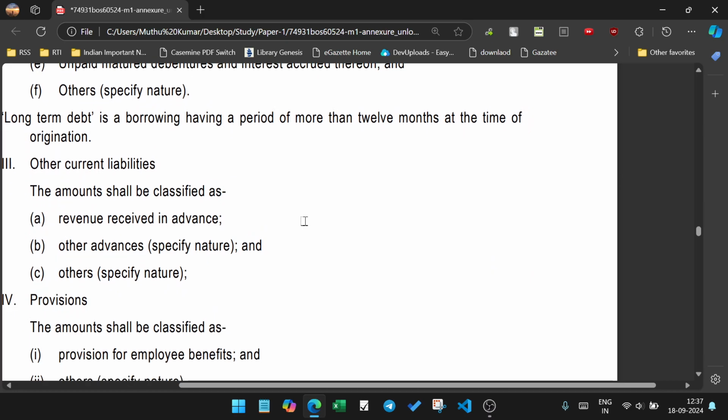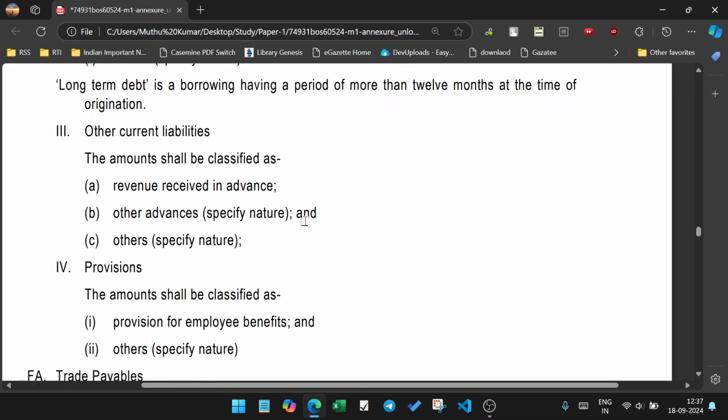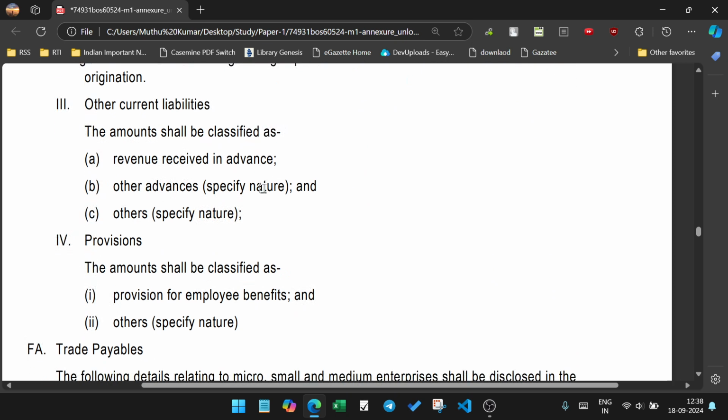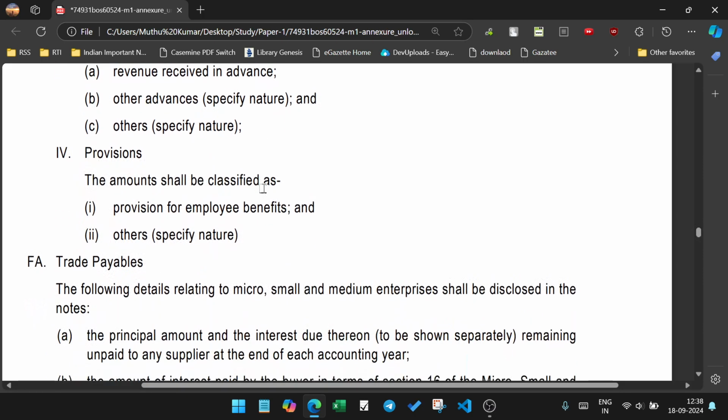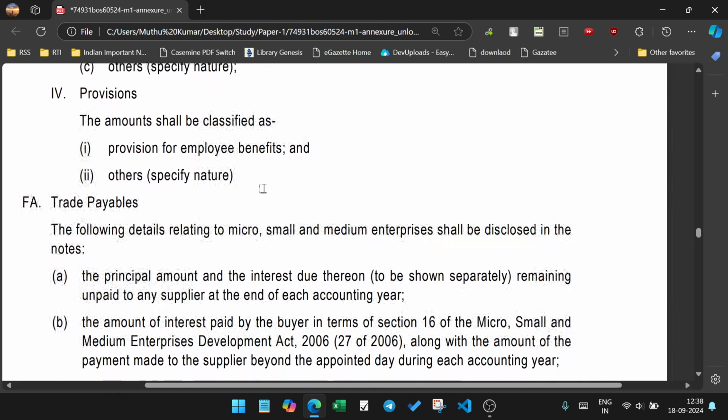Other specified items. Long-term debts are borrowings having a period of more than 12 months at the time of origination. Other current liabilities shall be classified as revenue received in advance, other advances of specific nature, and other specified items. Provisions shall be classified as provision for employee benefits and other provisions of specific nature.